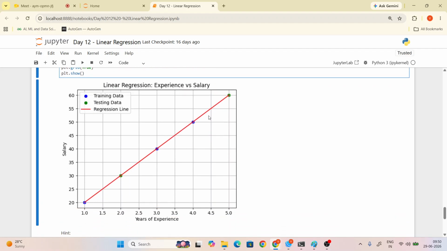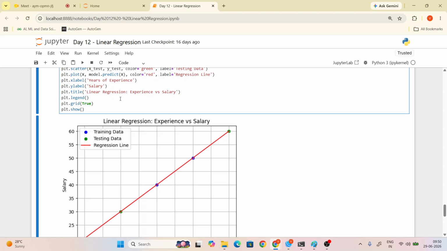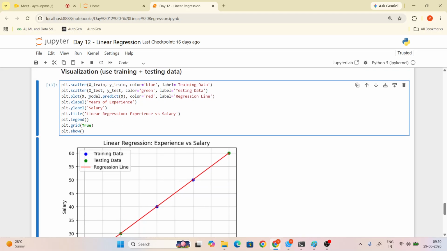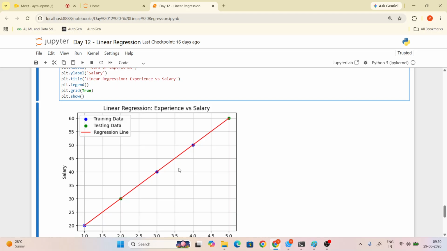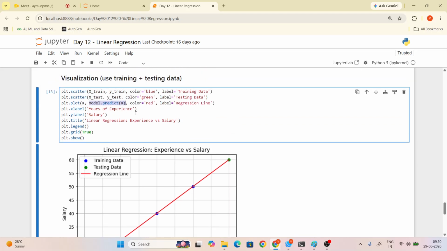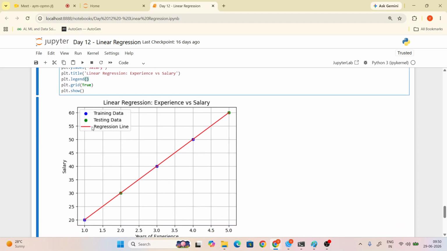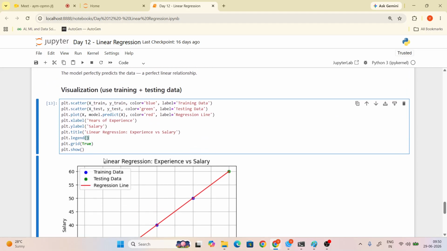And then the plotted line. If you use the plot function, this is a plot line. You just give x and the predicted value, and it automatically plots a straight line. And you know the x label, y label and title. The legend function returns the legend. Do you have any doubts here, guys? You already have knowledge in pandas, matplotlib, and seaborn.